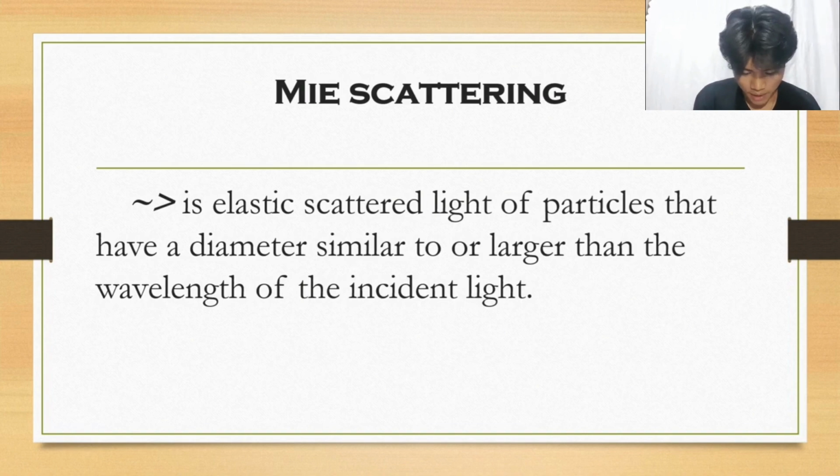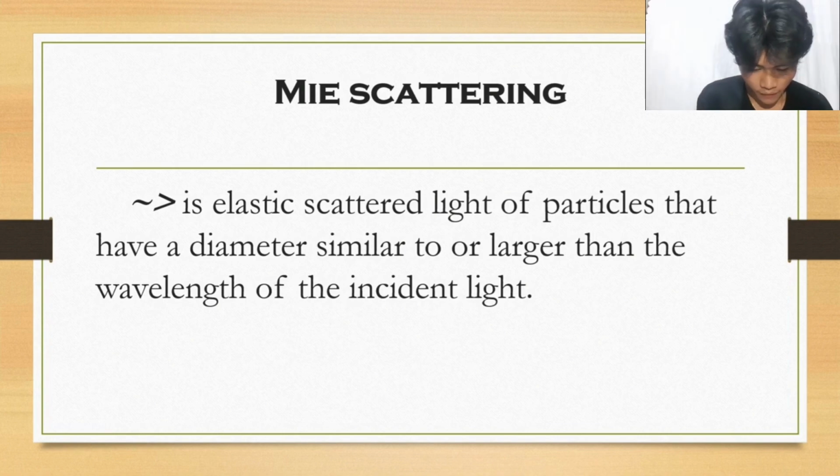This type of scattering is known as Mie scattering. Mie scattering occurs when the particles are the same size as or larger than the wavelength of light being scattered. Thus, pollen, water vapor, water droplets, and smoke are common Mie scatter particles.